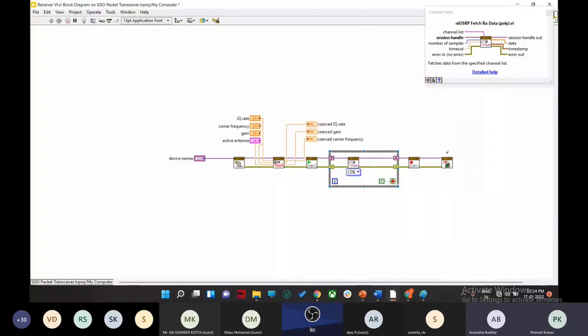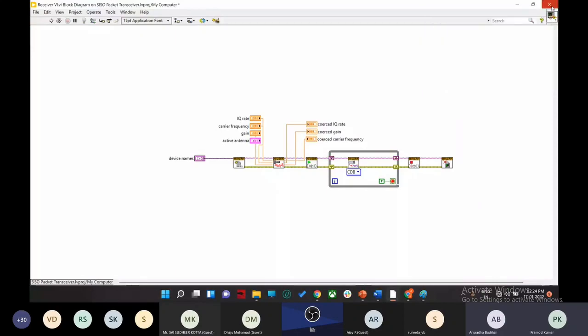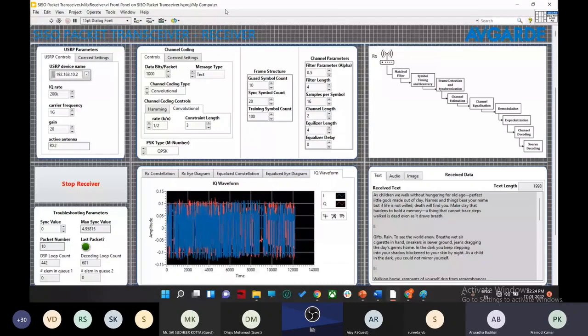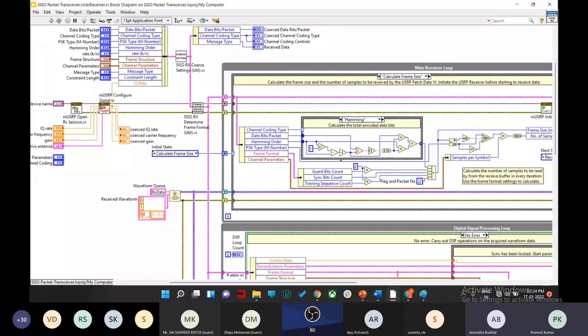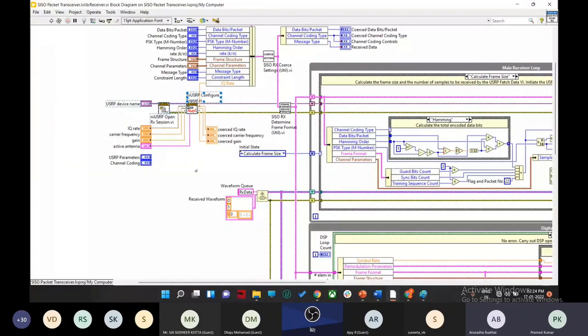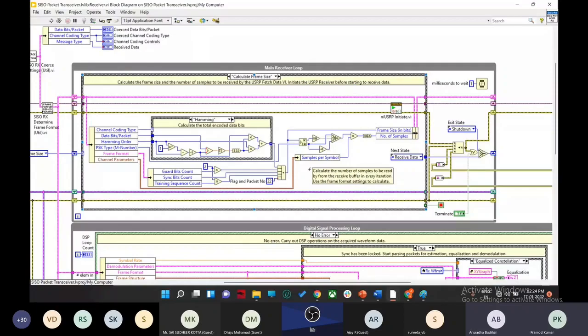Okay, so now I will be going through the code of the receiver block. This is the front panel, and this is the block diagram. As you can see, initially we are doing a USRP open session and configuring the signal. Raghavendra might have told you about the producer consumer loop, and similarly we have used the same architecture in the receiver as well. This is the main loop, this is the digital signal processing loop, and another one is the decoding packet loop.